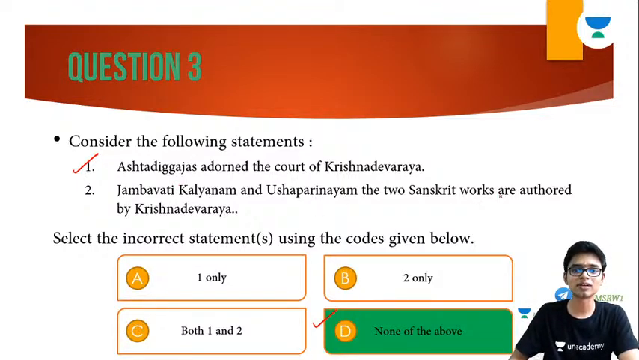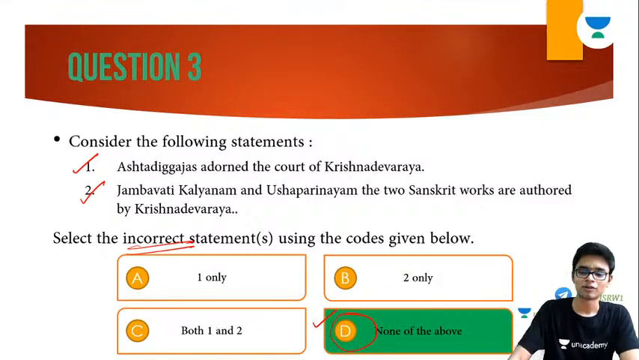Okay, second one, Jambavati Kalyanam and Usha Parinayam. The two Sanskrit works are authored by Krishnadevaraya. Also correct. The other famous work of Krishnadevaraya is Amukta Malyada, but Amukta Malyada is written in Telugu. These two, Jambavati Kalyanam and Usha Parinayam, are written in Sanskrit. So the second statement is also correct. You are asked to pick the incorrect statements. Both are correct, so the answer is option D, none of the above.